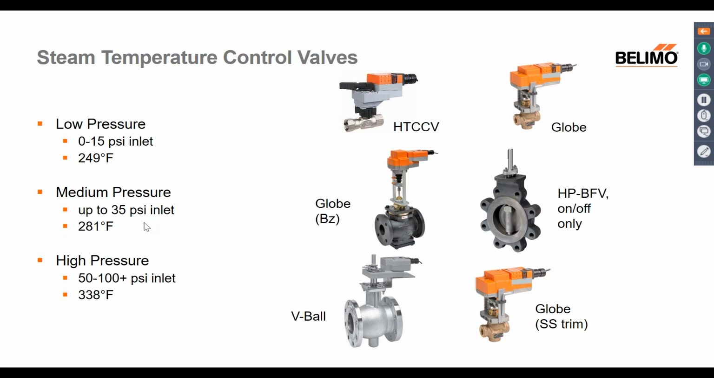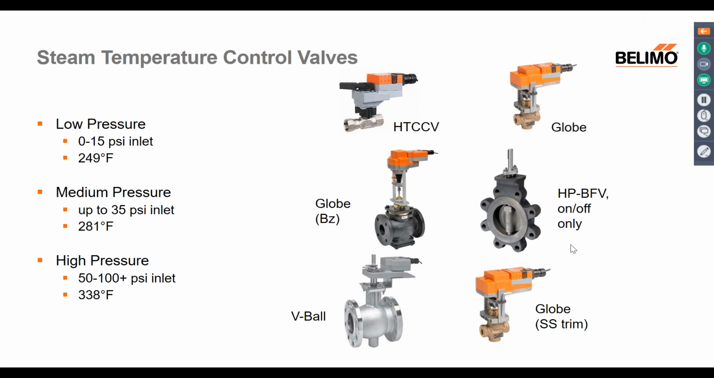For medium pressure, we have globes with bronze trim. Medium pressure, we're defining here as 35 PSI. That's Belimo standard. Some people say 50, some say 35. For medium pressure up to 35, bronze trim globe valves. This is a tricky one here.